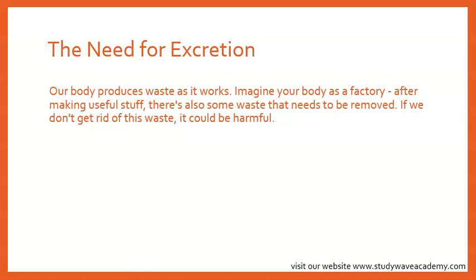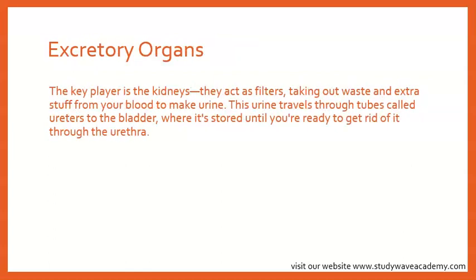So next we're going to be looking at excretory organs. Excretory organs are like the cleanup crew in your body. The key player is the kidneys. They act as filters, taking out waste and extra stuff from your blood to make urine. This urine travels through tubes called ureters to the bladder, where it is stored until you are ready to get rid of it through the urethra.